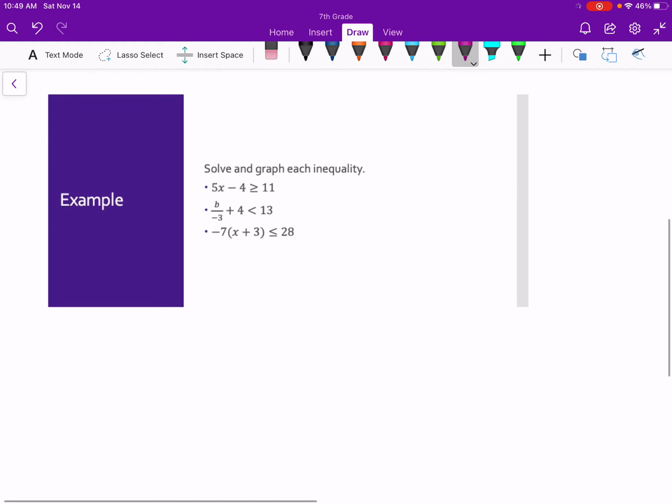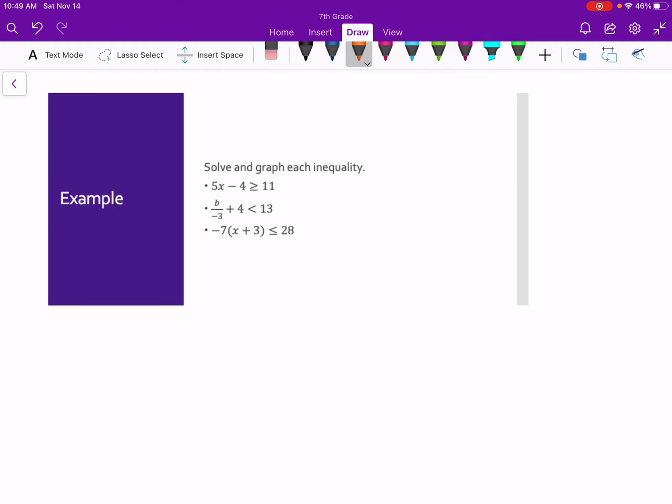All right, so looking at some more examples, looking at the first one, we have 5x minus 4 is greater than or equal to 11. Trying to get x by itself, so I'm going to add 4 first. So add 4 to both sides. 5x is greater than or equal to 15. Divide both sides by 5. X is greater than or equal to 3.